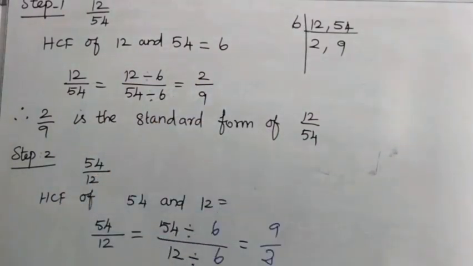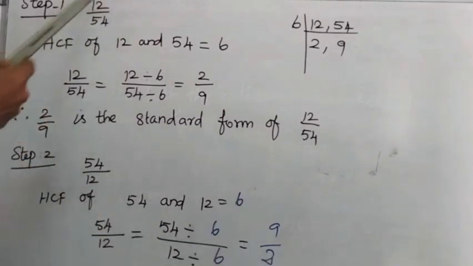Very good. See here: the HCF is 6, and you divide the numerator and the corresponding denominator by 6. 54 divided by 6 gives 9, and 12 divided by 6 gives 2, so the answer is 9 divided by 2. Now you have to check whether they are equivalent or not. What is the first rational number you got as the answer?